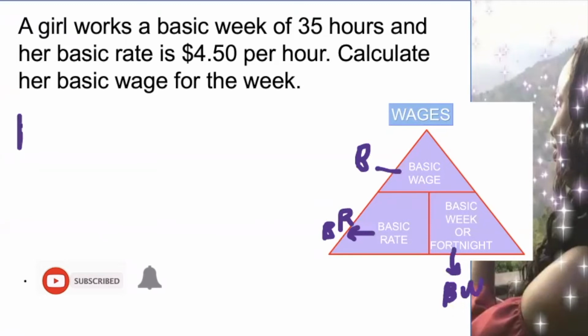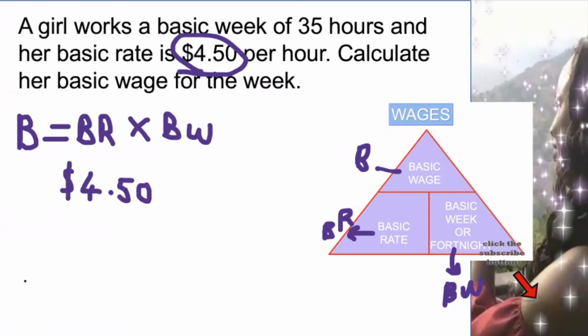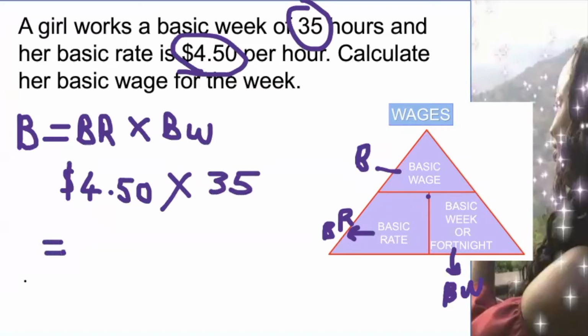So because I want the basic wage, it is equal to the basic rate times the basic week. The basic rate is $4.50, so I will have $4.50, and the basic week, this is the amount of hours that we work for the week. So basic week is the 35 hours. So this is saying in a week you worked 35 hours. So how much should you be paid?